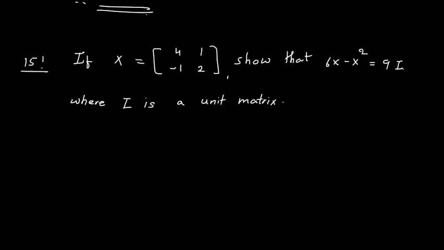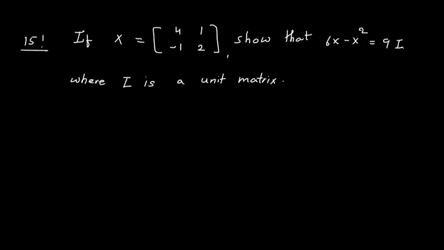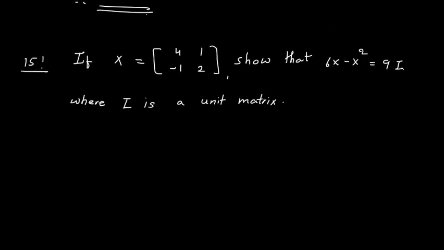Now here, the 15th problem, if X is given, we have to show that 6X minus X square is equal to 9I. Now I is a unit matrix. Here X is of order 2, so the unit matrix will also be of order 2. Okay, so 6X minus X square. So here what we do, we first find what is X square. So X square is X into X, that is [4 1; -1 2] into [4 1; -1 2]. This is my X square.